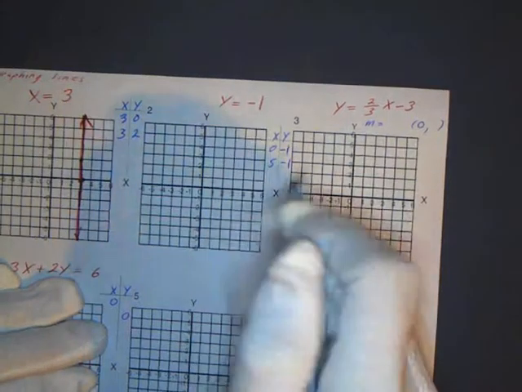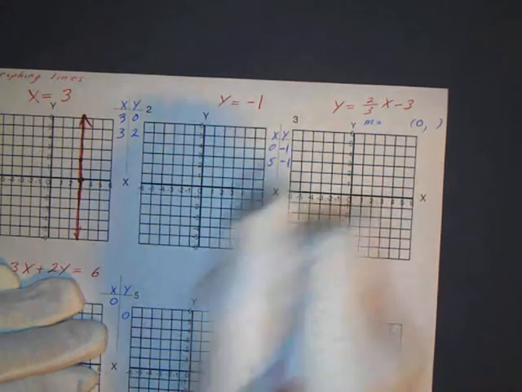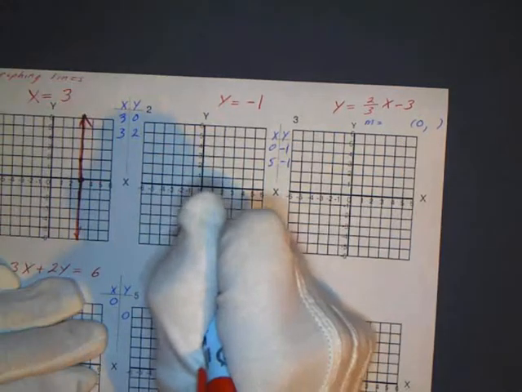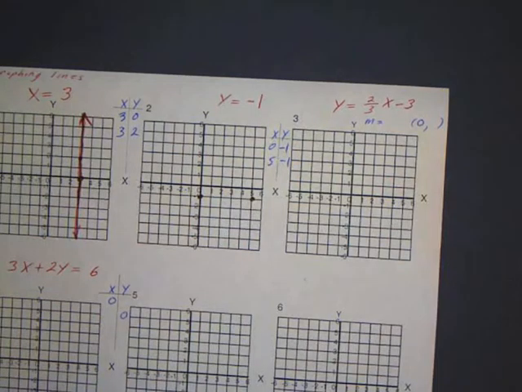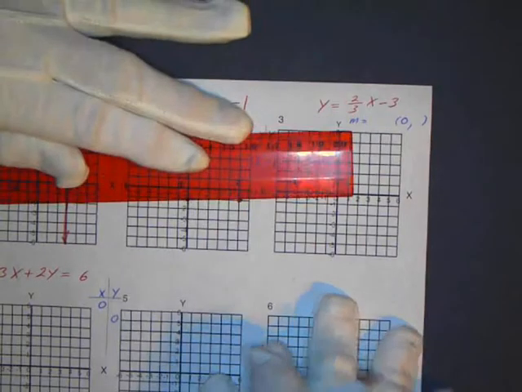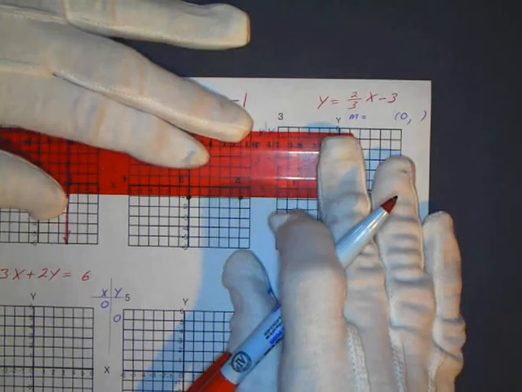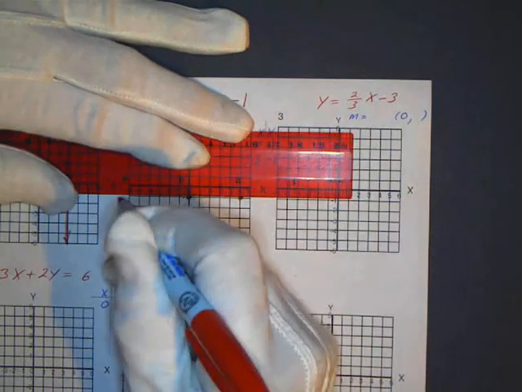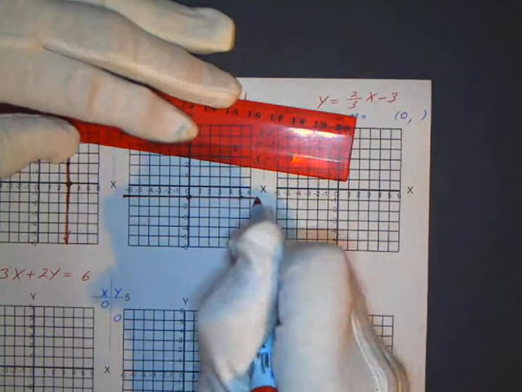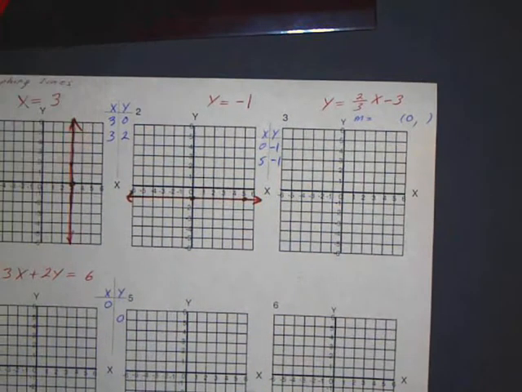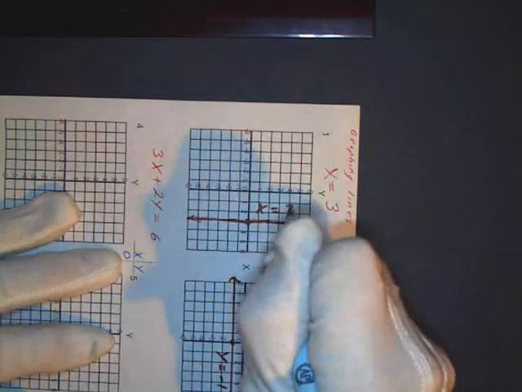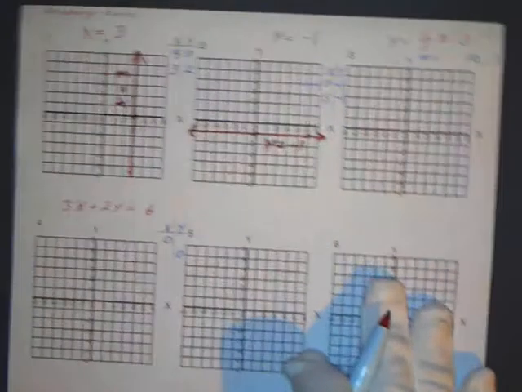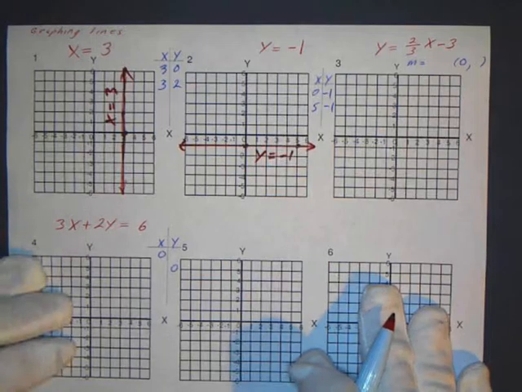So when y is -1, I have 0, -1. And I got 5, -1. So there's a couple points, so then I can connect those with a line. I'll use a ruler this time. So I get a good line. Much better. And there's your line. And sometimes we can label these y equals -1, and this one x equals 3. So I hope that kind of reviews vertical and horizontal lines.